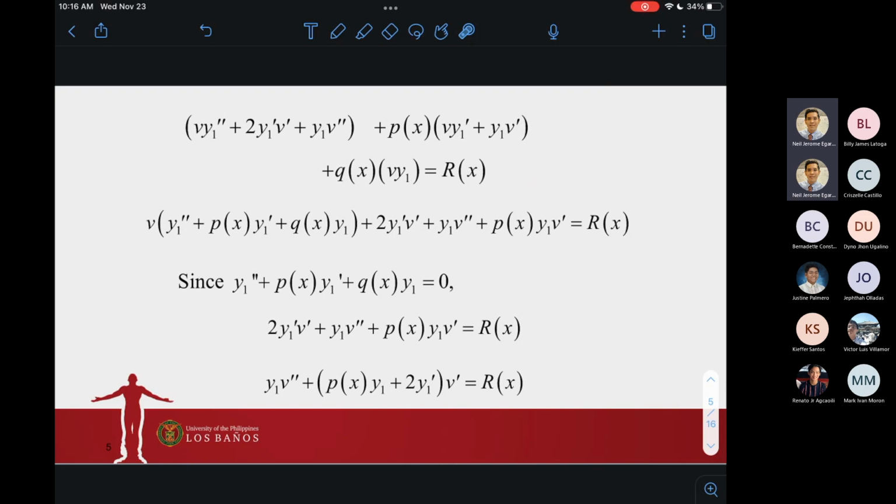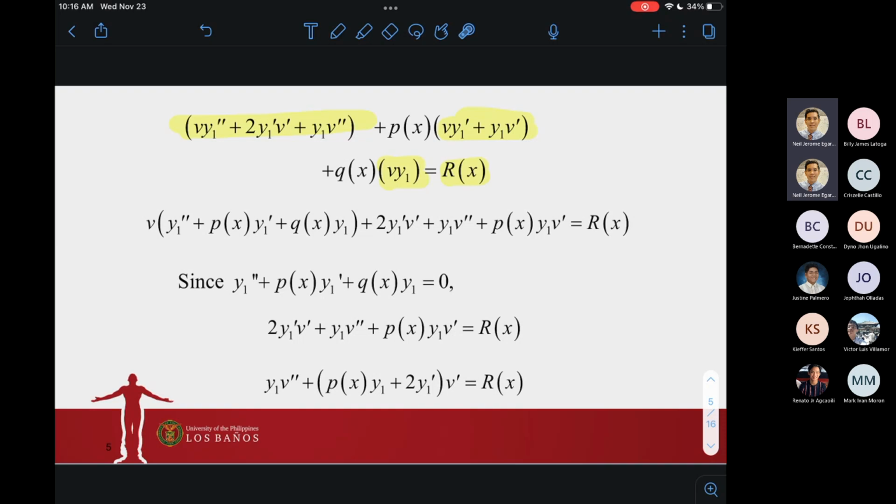All right? But the idea is this is y sub p double prime, this is y sub p prime, and then this is y sub p. And it should equal r of x. That's what we want, because I'm assuming y sub p has the form v times y sub 1. Then plug it into your non-homogeneous GLDE. That should hold. All right.